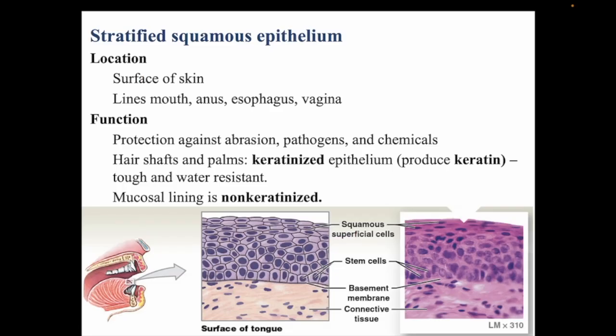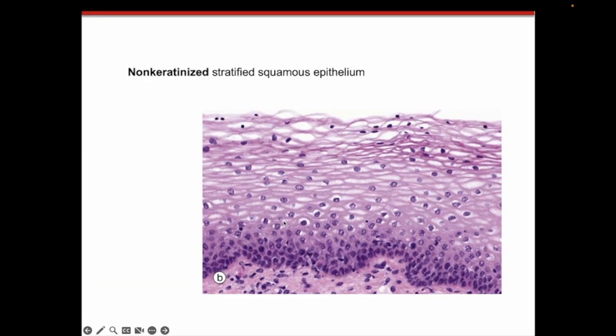Then stratified squamous. Stratified implies that there's more than one layer, so you think about the possibility of the different layers being somewhat different. So you think, for example, of the keratin being accumulated in the outer layer, such as in the skin. The mucosa, the lining of our insides, like our mouth, our stomach, and so on and so forth, is non-keratinized.